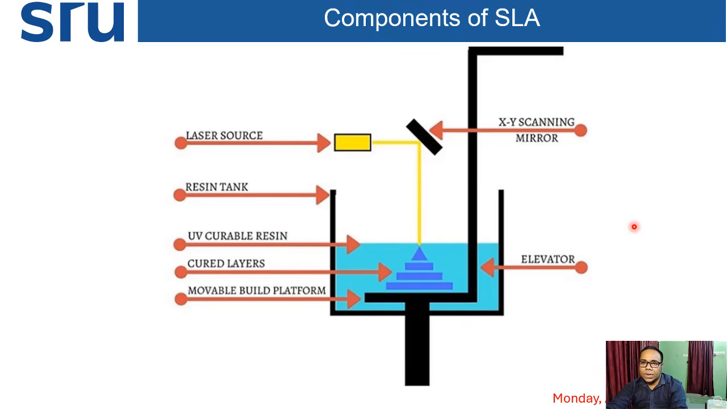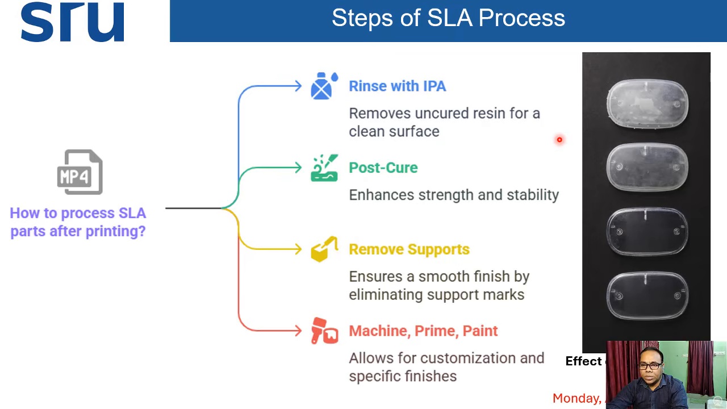Now coming to the different components, as we have discussed earlier. We have components like the laser source. Here the laser energy is used for the photo curing process. Similarly, the resin tank. In that resin tank, all the liquid resin is poured, and then we have the UV curable resin. This is also a component of the SLA process. Then the cured layer, which is the printed part. Similarly, this is the build platform, which moves in the Z direction. This is the elevator, and this is the XY scanning mirror. So these are the different components of the SLA process.